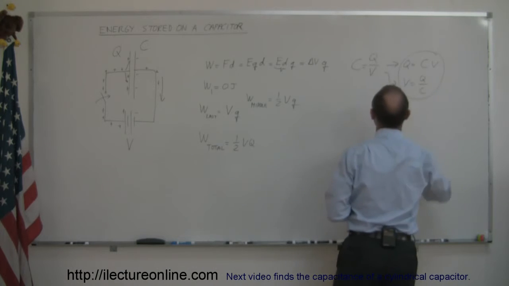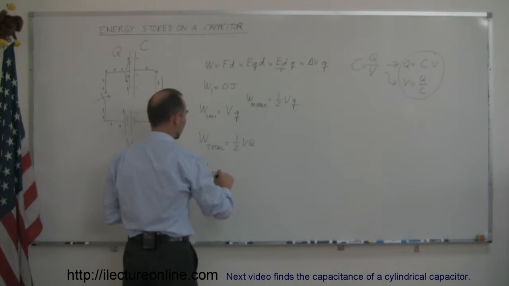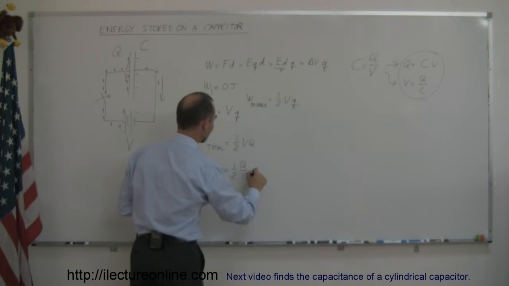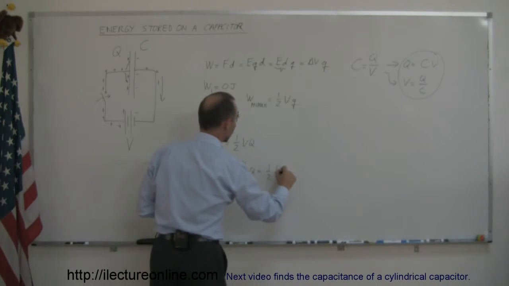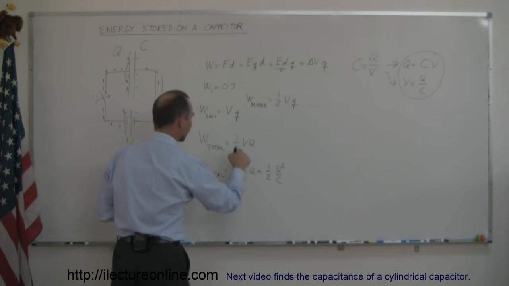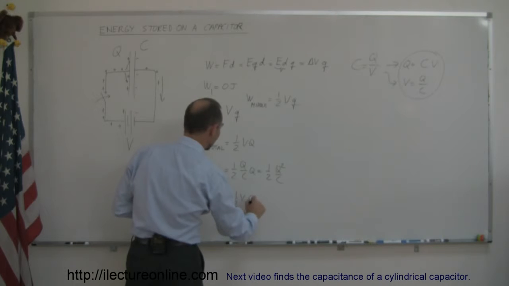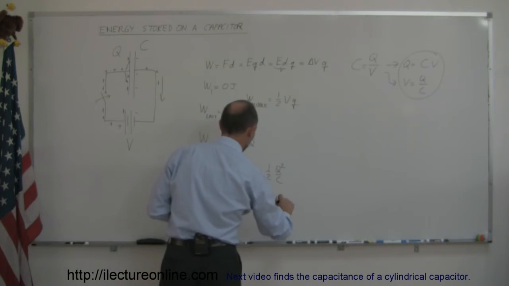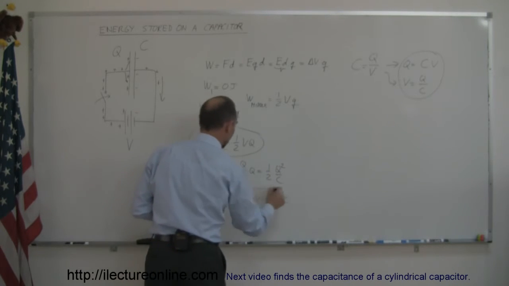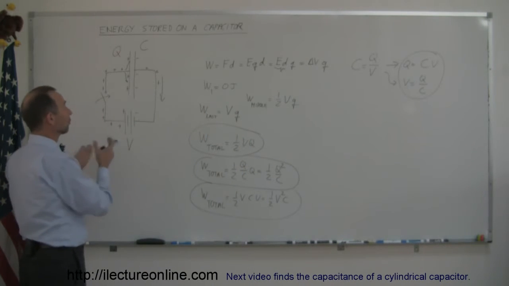So we can take those two equivalents of Q and V and plug them in here. The total work can also be expressed as 1/2 times, instead of V, Q over C, so it will be Q over C times Q, which is equal to 1/2 Q squared over C. Or I can take the original equation and replace Q by C times V, so that would be 1/2 V times C times V, or 1/2 V squared C. So these are the three ways in which you can calculate or describe the total work done, or the total energy stored on a capacitor when it's filled with charge.